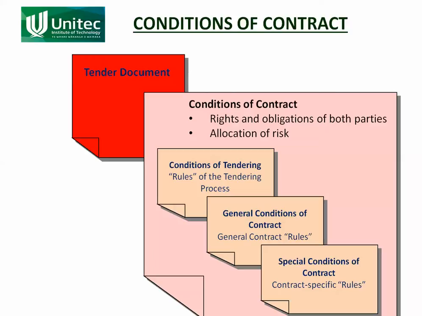For example, bad weather. If there's lots and lots of rain, you're going to be running over time and it's going to cost more. So who pays for it? And that's what the conditions of contract answer. The way that the NZS 3910 works is the party that is most able to manage the risk is usually allocated the responsibility for it.